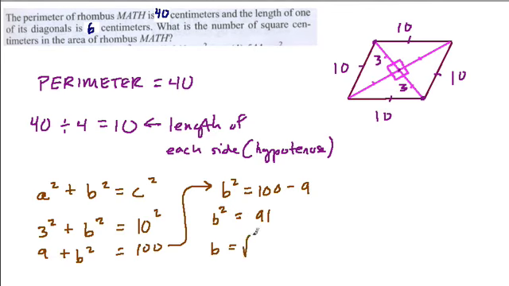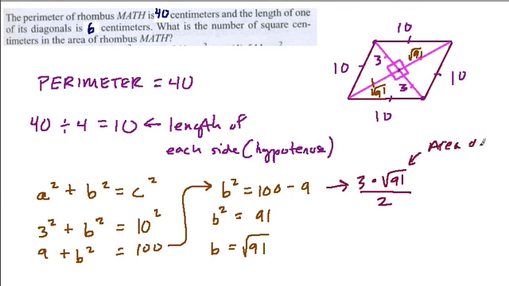Take the square root. b equals the square root of 91. And here, we're not going to break it down any further, but that tells us the height of the triangle. Right? Each of these is radical 91 and radical 91 over here as well. So now, to find the area of the full shape, find the area of one triangle. We get 3 times radical 91, and then we cut it in half. And this is the area of one triangle, but we have 4 of them that make the rhombus.